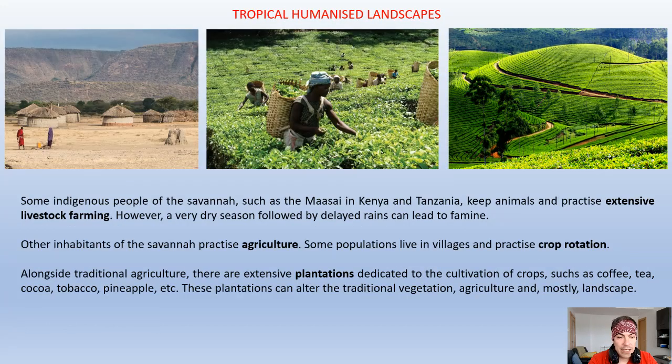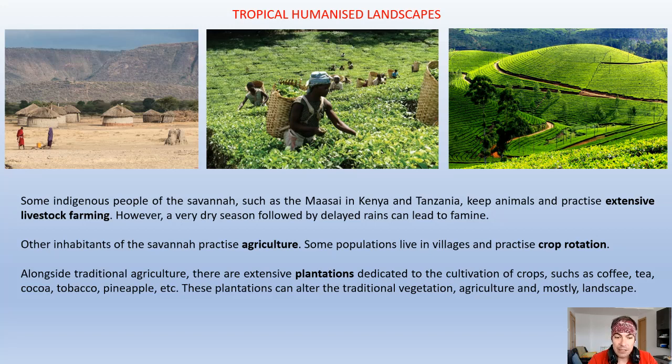So the humanized landscapes, in these ones, some indigenous people of the savanna, for example, such as the Maasai in Kenya or in Tanzania, they keep animals and practice extensive livestock farming. Okay, they have animals with them and they graze the land. However, there's a problem because a very dry season followed by delayed rains, retrasadas, can lead to famine, okay, hambruna.